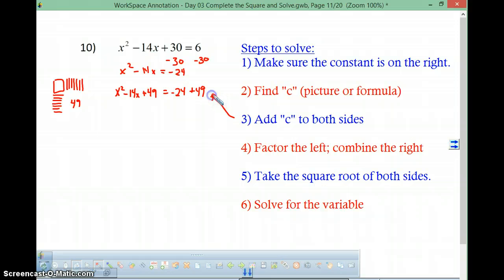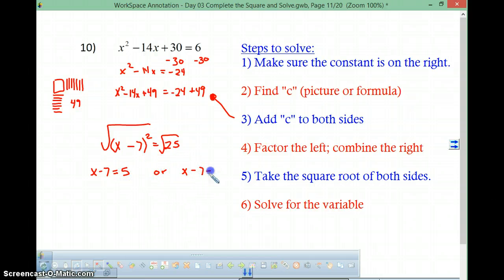One more time. This is my third step. Now I got to factor. This perfect square trinomial becomes x and 7 with a minus sign. X minus 7 squared equals, it's 49 minus 24. 49 minus 20 is 29, so that becomes 25. Take the square root of both sides. You end up with x minus 7 equals 5, or x minus 7 equals negative 5.